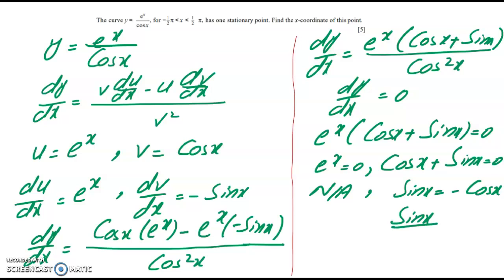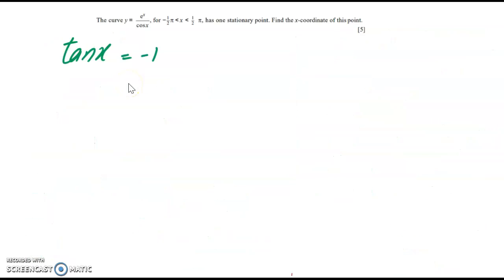If we divide both sides by cos x, from here we will be able to get tan x is equal to negative 1. Once tan x is equal to negative 1, we can find the value of x, which can be written as tan inverse of negative 1. We need to look where tan is 1, so this will give us minus pi by 4.